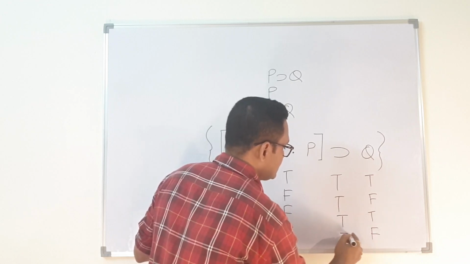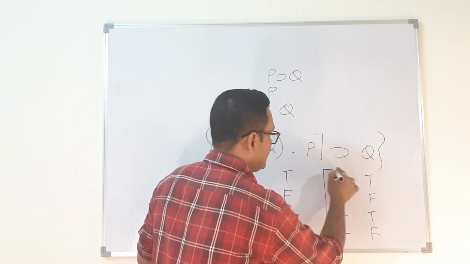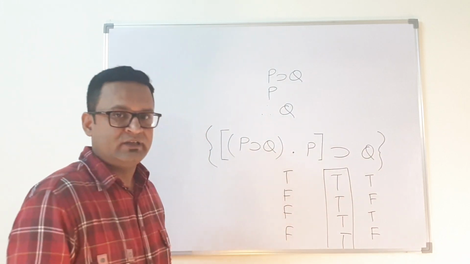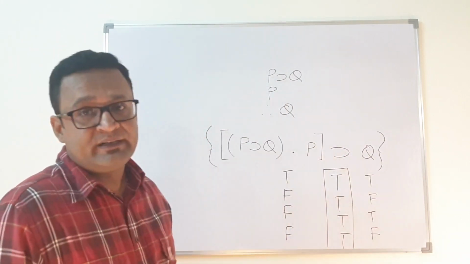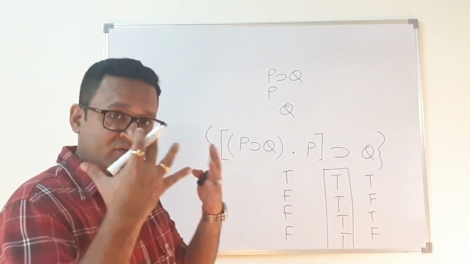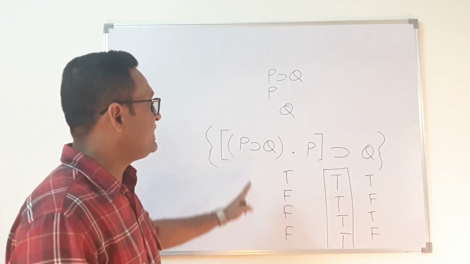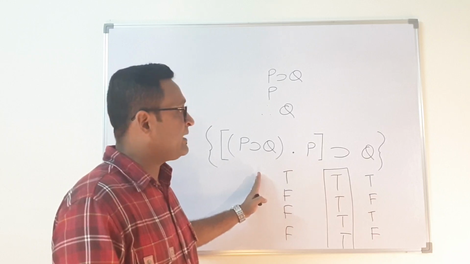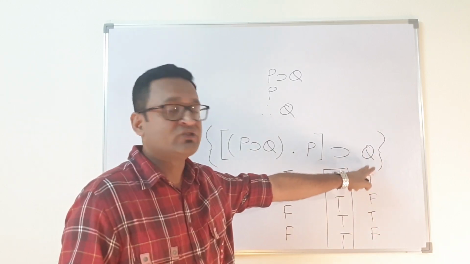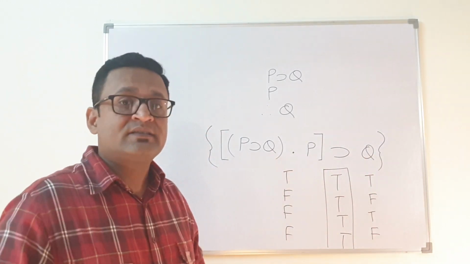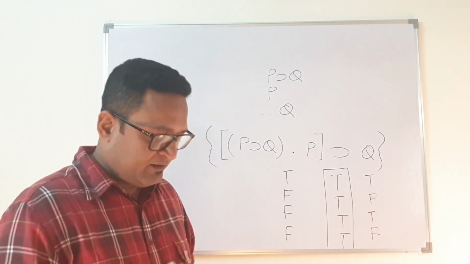False implies false is true. So you can see that this is a tautology. That makes this argument valid. Now this is something which you should understand, that an argument is valid if the conjunction of all the premises implying the conclusion is a tautology. So this is another way of defining validity.